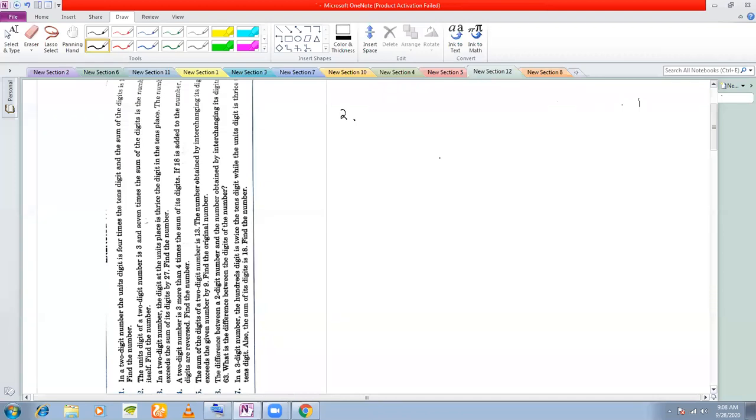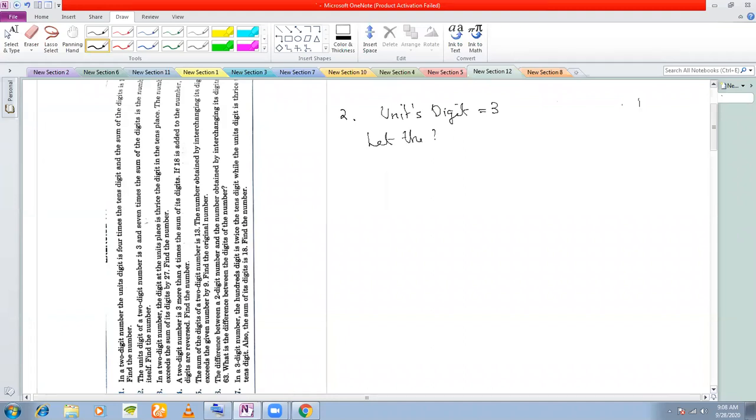Find the number. So if you see the first condition, the units digit of a 2-digit number is 3. So the units digit is given to be 3, and this is a 2-digit number. And 7 times the sum of its digits is the number itself. So what is missing? Only the tens digit is missing. So let us assume the tens digit.